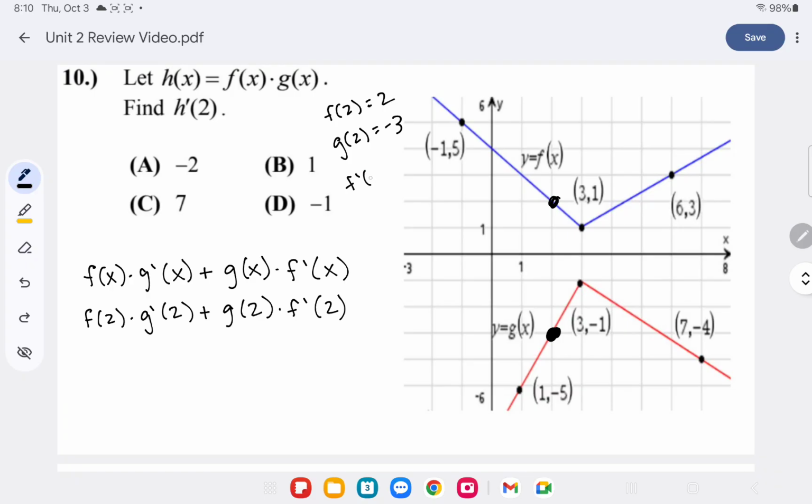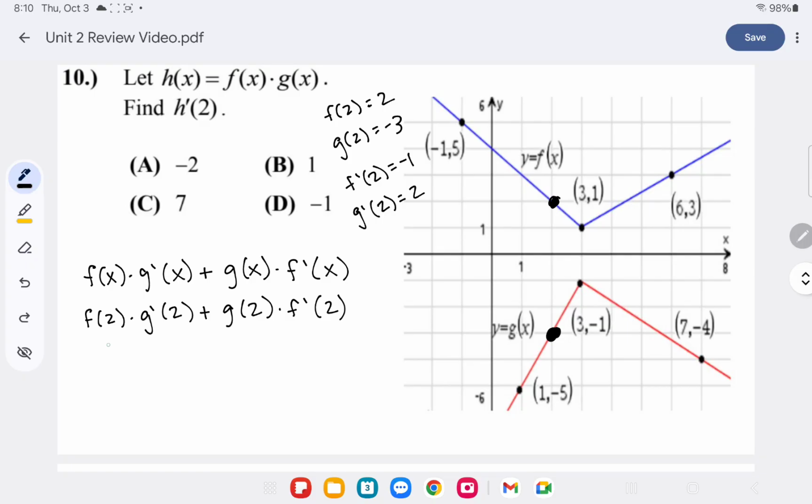F prime of 2 means the slope at 2. F is the blue function, so the slope at 2, the slope of this line, looks like negative 1. And the slope of the g graph at 2 looks like it's 2, up 2 over 1. And then we're just going to plug in what we know there.